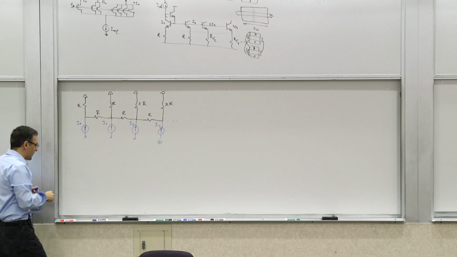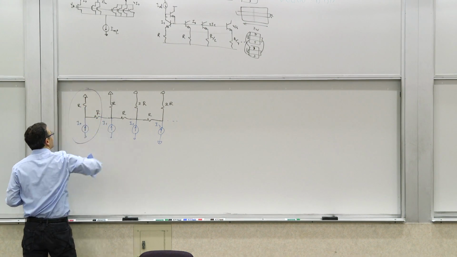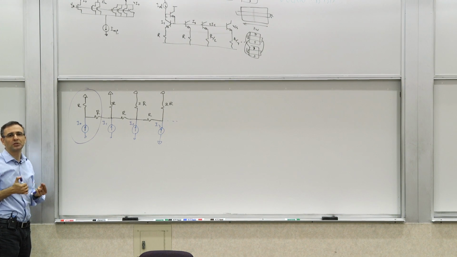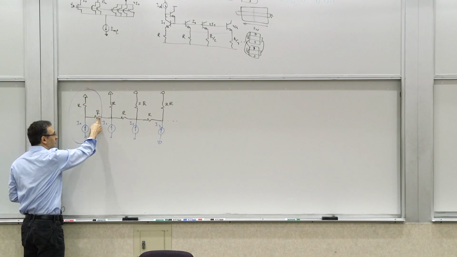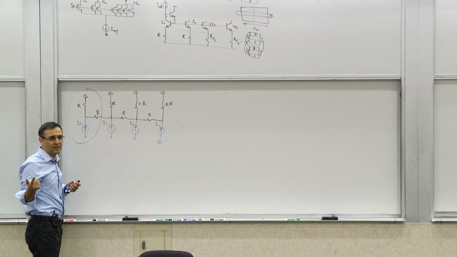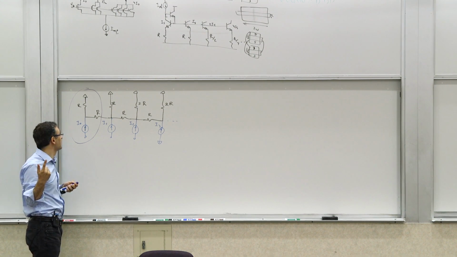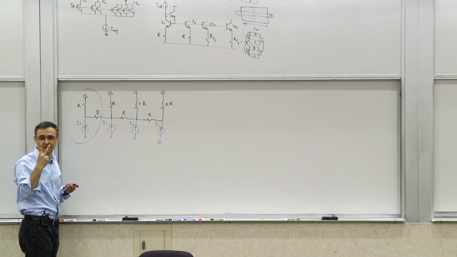So what is the Norton equivalent of this part of the circuit? How do we determine it? We want to determine the resistance. We null the independent sources. So from this terminal, what is the resistance you see if you null the independent sources? R. No, to ground. So R and R, so 2R.